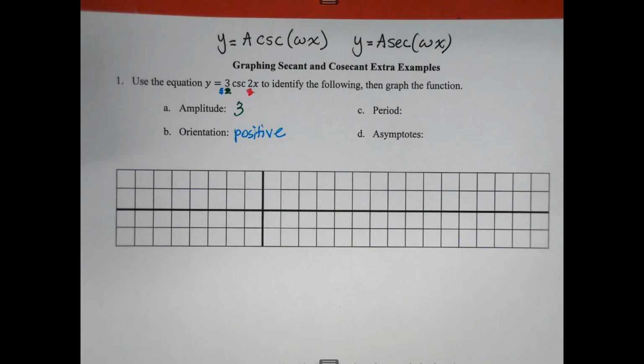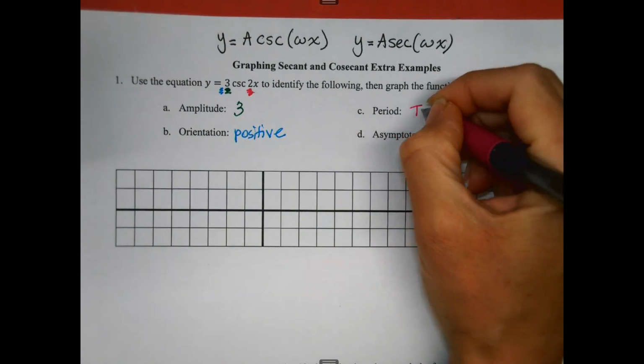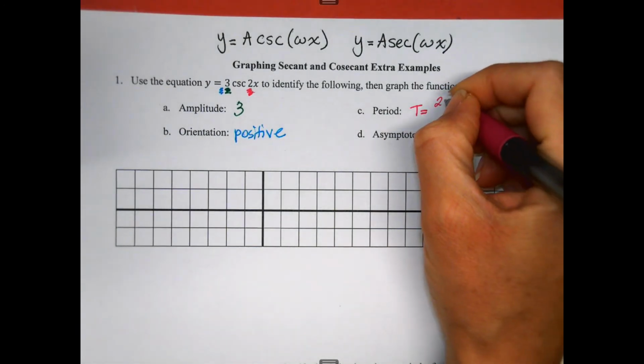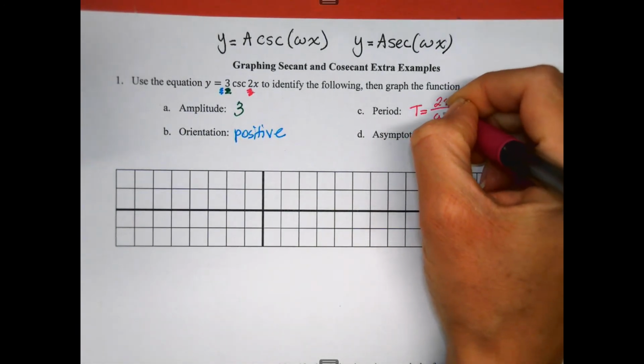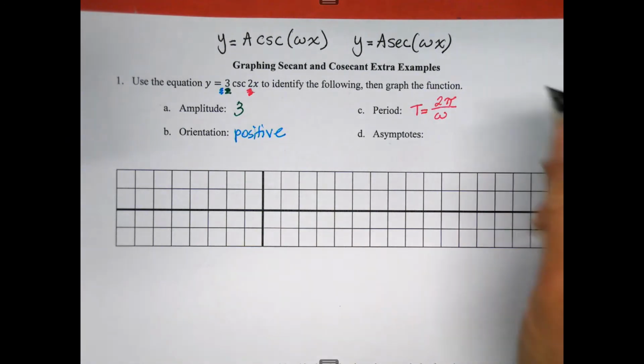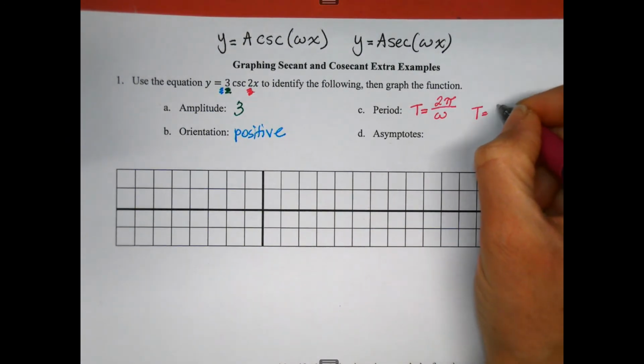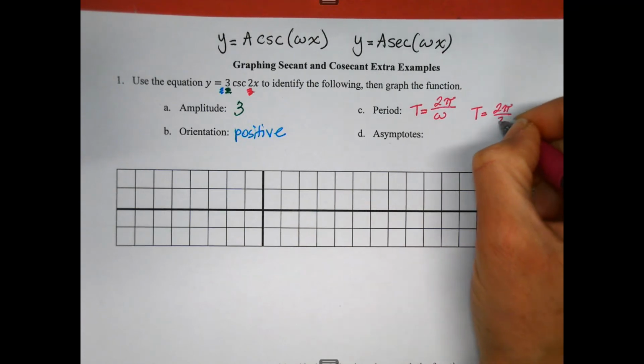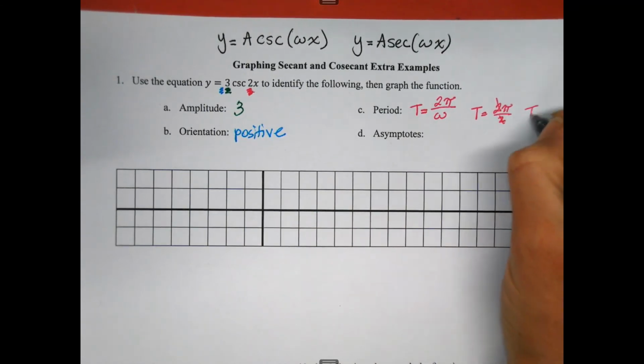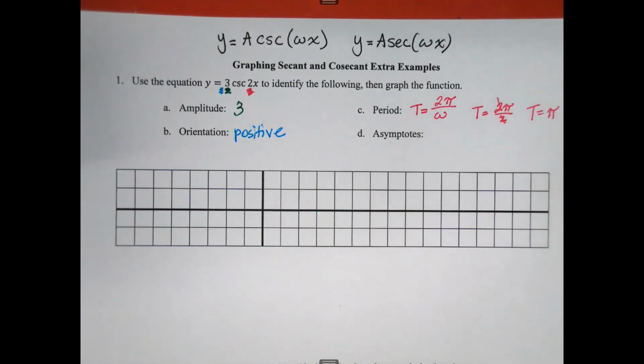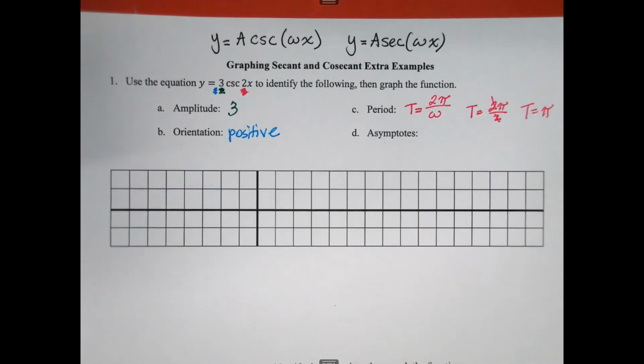But another way to find it is you can use this equation, T is equal to 2 pi over omega. And then just substitute in omega. 2 pi divided by 2 will leave us with pi. So our period for this is pi. That means that one full cycle of our cosecant will go from 0 to pi.